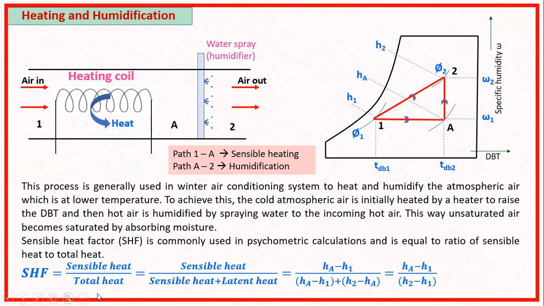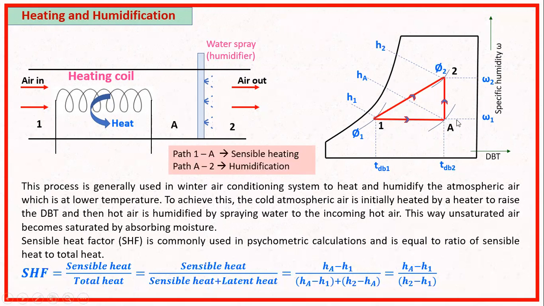Then we need to come across one more factor known as sensible heat factor. What is sensible heat factor? Sensible heat factor is nothing but the ratio of sensible heat to the total heat. So sensible heat means what? Increasing only the dry bulb temperature without altering the moisture content, that is sensible heat. So what is the increase in sensible heat? HA minus H1 is the sensible heat. Next is the total heat. So total heat includes the sensible heat plus latent heat.